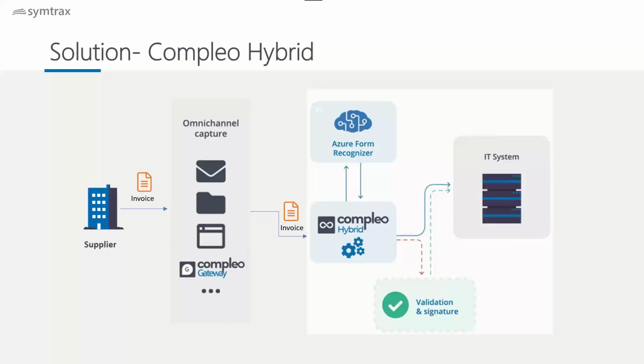And here you can see something called validation and signature. Once the data has been extracted, Compleo Hybrid can automatically configure the workflow. It can be a validation signature, an approval cycle, or a multi-level approval cycle. It can be something like furnishing an e-signature or introducing a QR code or barcode, or whatever the internal business process is. It can be automatically configured using Compleo Hybrid, right?